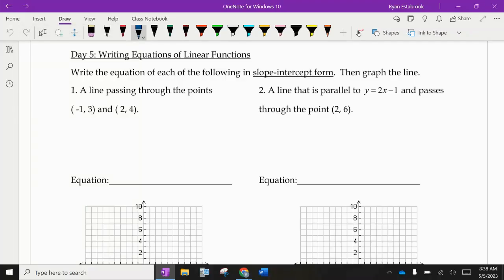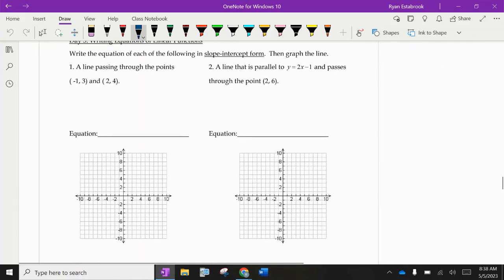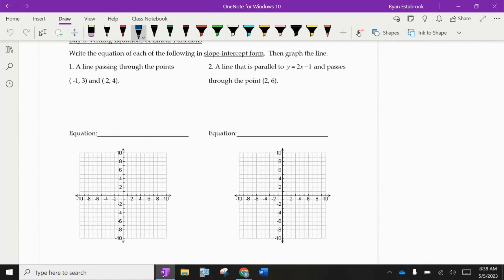So this is day 5 on topic 1 of our cornerstone review, and we're writing equations of lines. Write the equation of each of the lines in slope-intercept form, then graph the line. Okay, so example 1, we have these 2 points. I can graph the line right now.